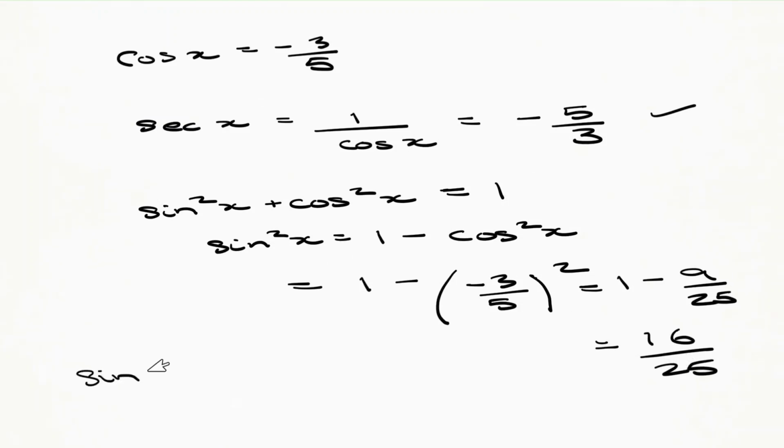So that means sine of x will be the square root of 16 on 25, which will be plus or minus 4 on 5. Right, so that gives us sine of x. So that basically goes into how we find out other functions. So we've just found out sine of x. Let's have a look at another example.